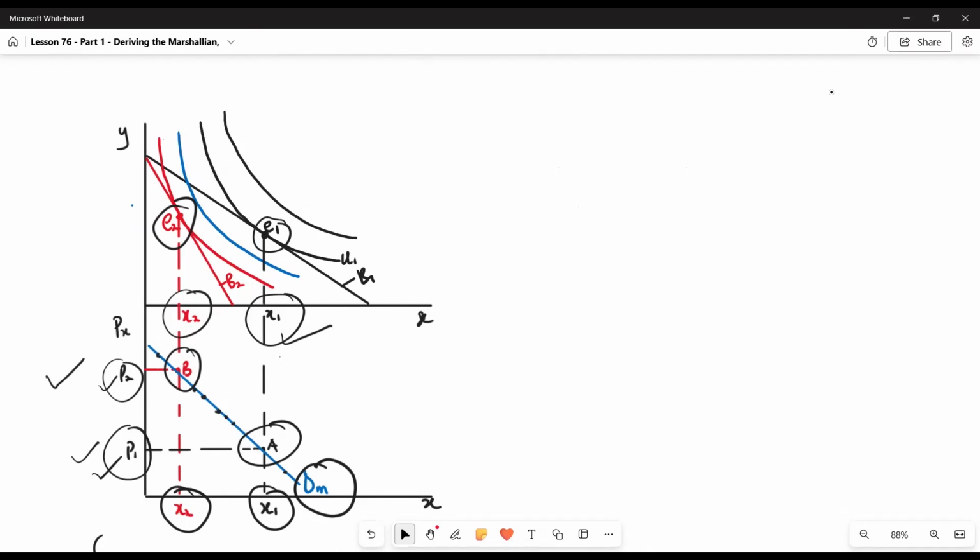So this is all that we have on the first part of deriving the Marshallian, Hicksian, and Slutsky demand curves. Our next lesson will be on part 2, where we focus on the Hicksian demand curve.